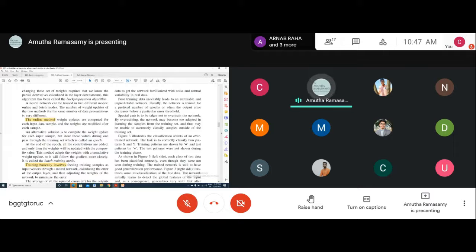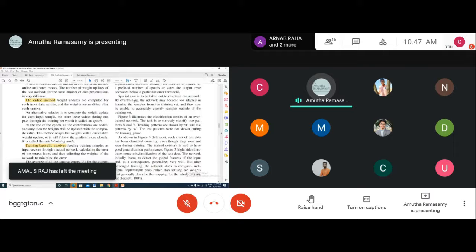Then special care is to be taken not to overtrain the network. That means your parameter adjustment should be in such a way that the network only recognizes the desirable data, not all the data. You don't overtrain the network. By overtraining, what will happen? The network may become too adapted in learning the samples from the training set and thus may be unable to accurately classify the samples outside the training set.